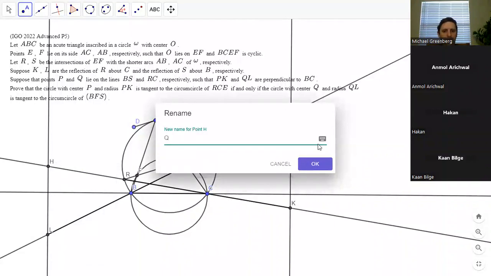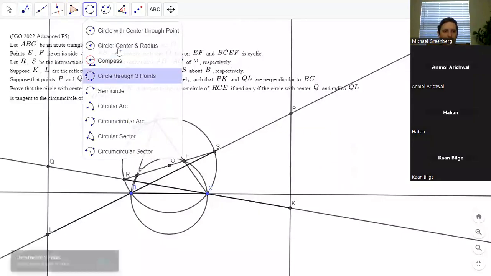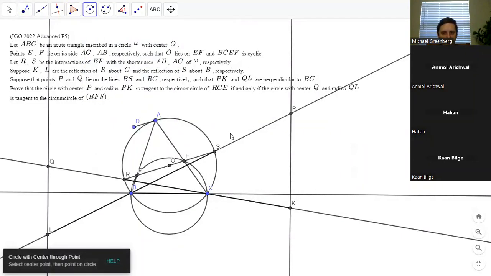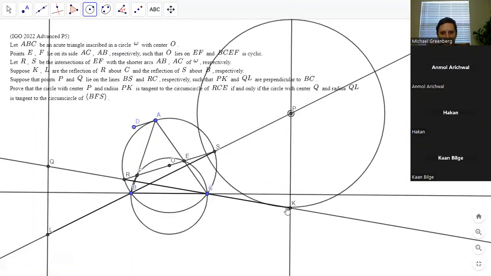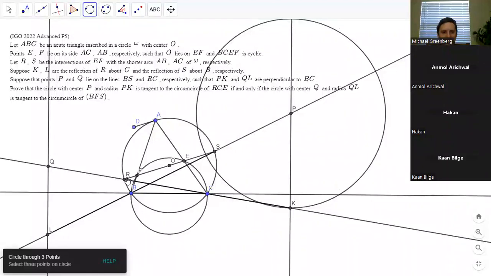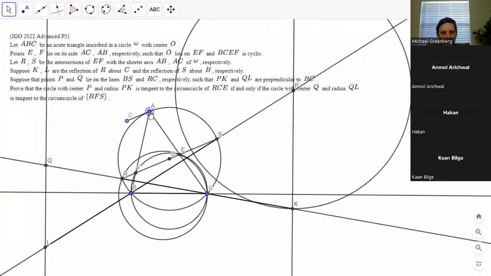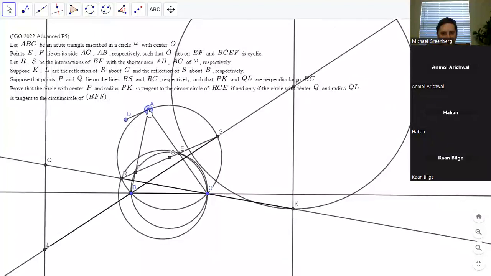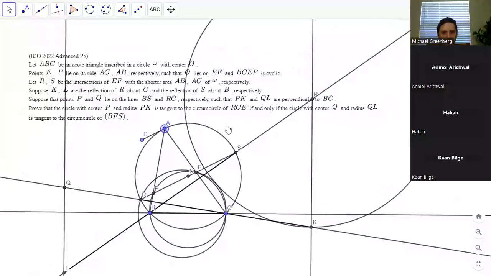Okay, so this isn't as bad of a diagram as I thought it might be. So we want to show the circle with center P and radius PK. It's tangent to the circumcircle RC. See, this is where it gets weird. So those circles would be tangent. That's very tricky. Yeah, that's a very weird problem.